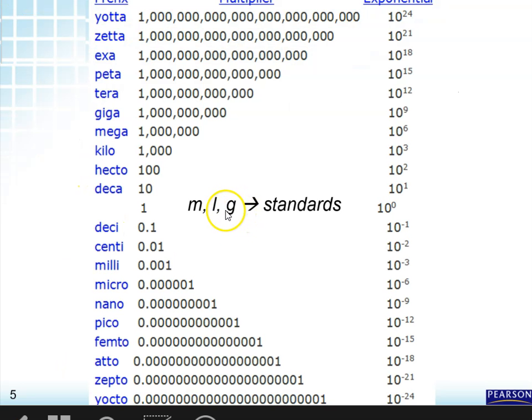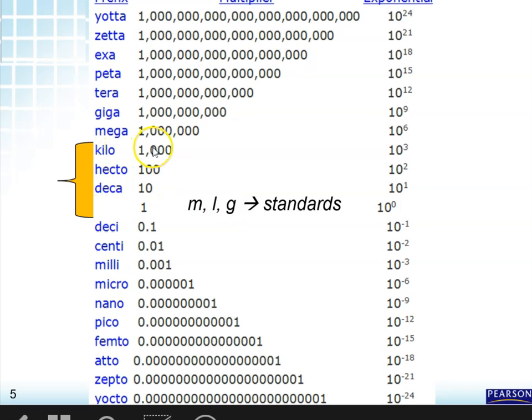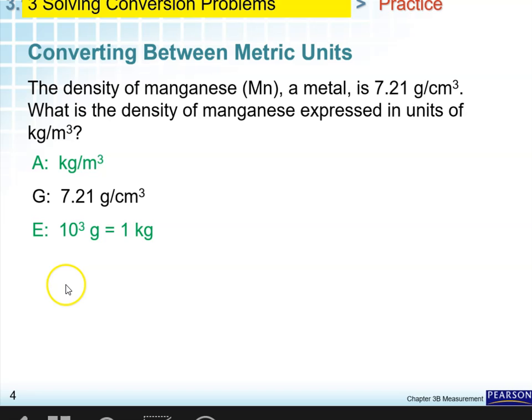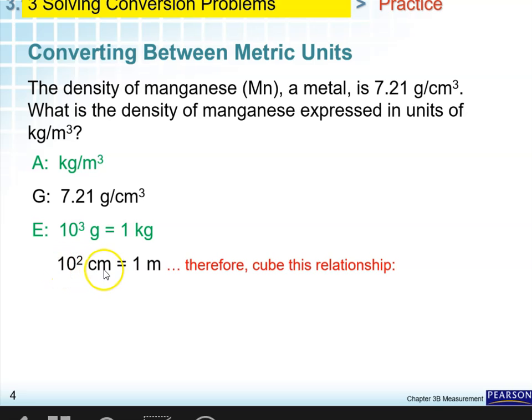Grams is one of our standards. And kilo is 1,000 grams. So you see the relationship there, 3 units of 10 apart, 10 to the 3rd. If we consider centi again, there are 100 centimeters in a meter, or 10 squared centimeters in a meter. So those are where we're going to begin. Our equations are going to involve the equalities that we just looked at. The first equality we saw was 1,000 grams, or 10 cubed grams, is 1 kilogram. The other equality was 100 centimeters, or 10 squared centimeters, is 1 meter. But notice the unit is not centimeters, it's centimeters cubed.